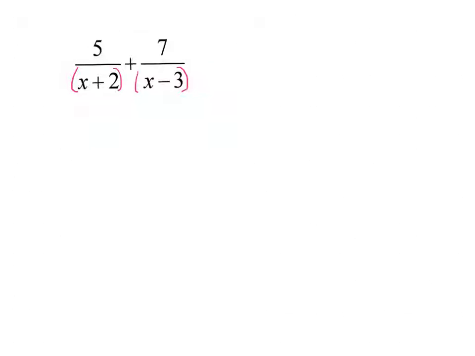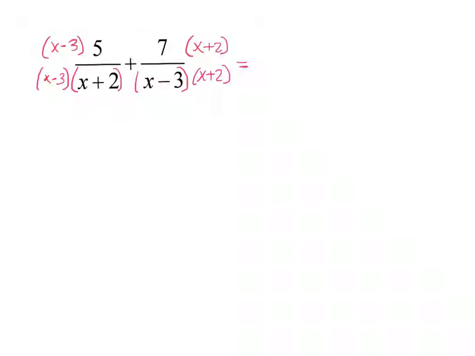And basically it's just like that 5 and 6 one. x plus 2 needs an x minus 3, so I multiply by x minus 3 on the top and the bottom. And then x minus 3 needs an x plus 2, and so I multiply on the top and the bottom by x plus 2.